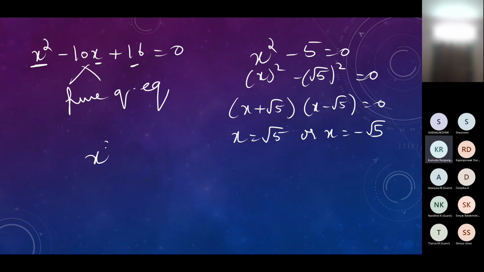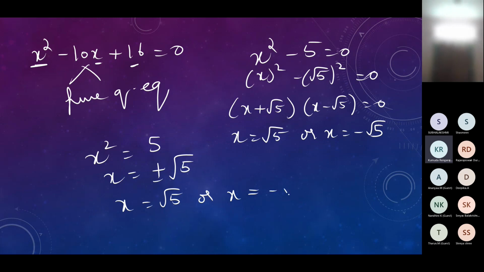Or you can also do this: x square is equal to, you can take the constant to the other side. x square is equal to 5. So x is equal to plus or minus square root of 5. So x is equal to plus root 5 or x is equal to minus root 5. Both are fine.